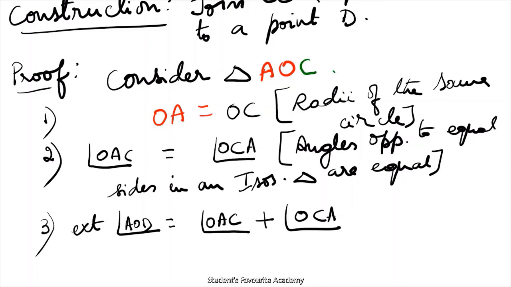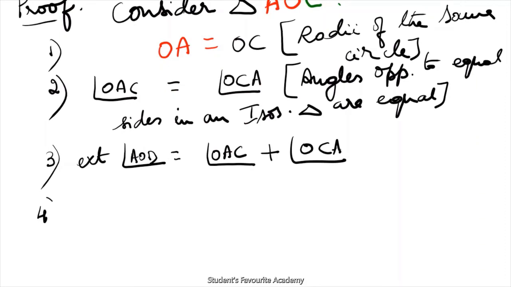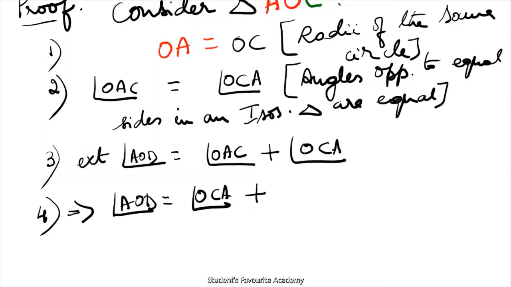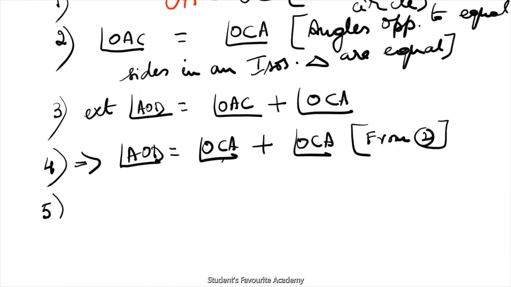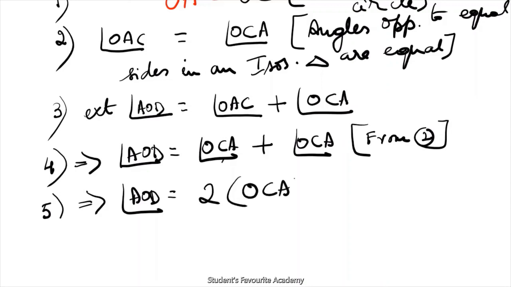So we can write this as: this implies angle AOD is equal to angle OCA plus angle OCA. This is from point number 2, where we have proved OAC is equal to OCA. So in place of OAC we are writing OCA. Right? So that means this implies angle AOD is equal to twice angle OCA. Right? It follows from this.